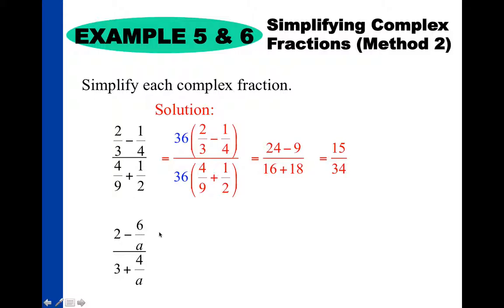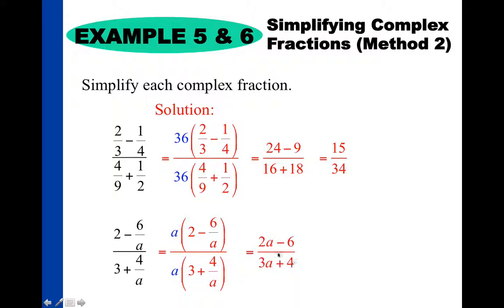Now down here, least common denominator. Now this one doesn't have one, this doesn't have one, so I don't care about these right now. I look for the least common denominator of my fractions. A and A. That makes it easy. The least common denominator is just A. So I multiply every single thing by A. 2A minus 6. 3A plus 4. These A's go away.